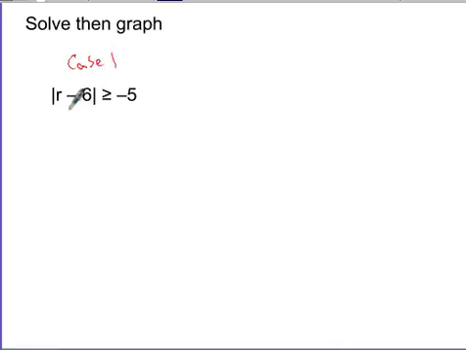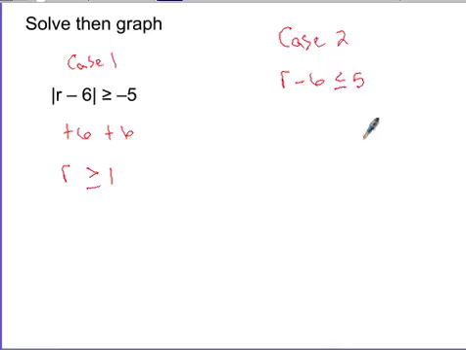Case 1, we would add 6 to both sides, correct? So R is greater than or equal to 1. And then case 2, R minus 6 is less than or equal to positive 5. Right? I did that right. Okay, switch the sign, make it positive. So add 6. R is less than or equal to 11. Okay?